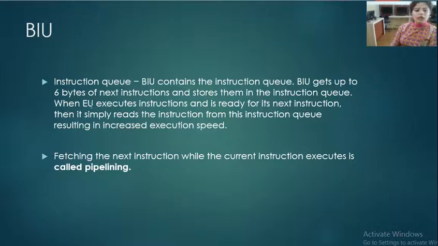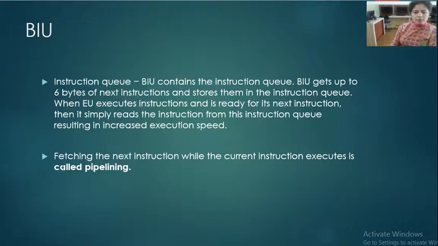So when the EU executes instructions and is ready for its next instruction, it simply reads the instruction from this instruction queue, and it results in increased execution speed. As I have already told you how it has increased the speed of the processor in 8086, because BIU stores all the instructions in the instruction queue, whereas EU executes the instructions which are stored in the instruction queue at the same time. By this, it has increased the speed of the processor to a greater extent.